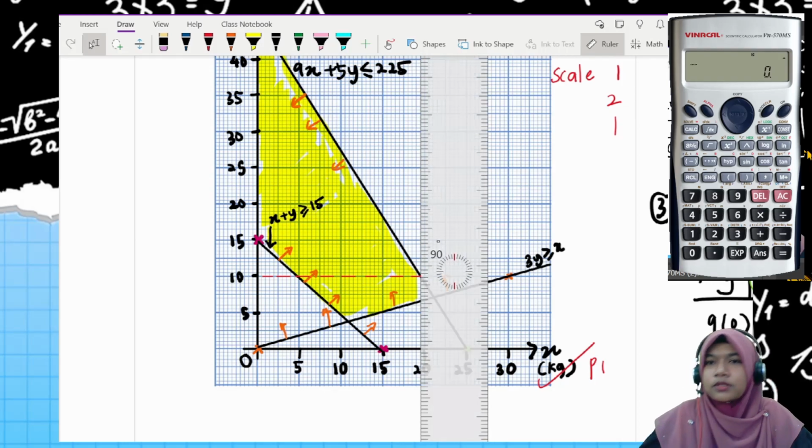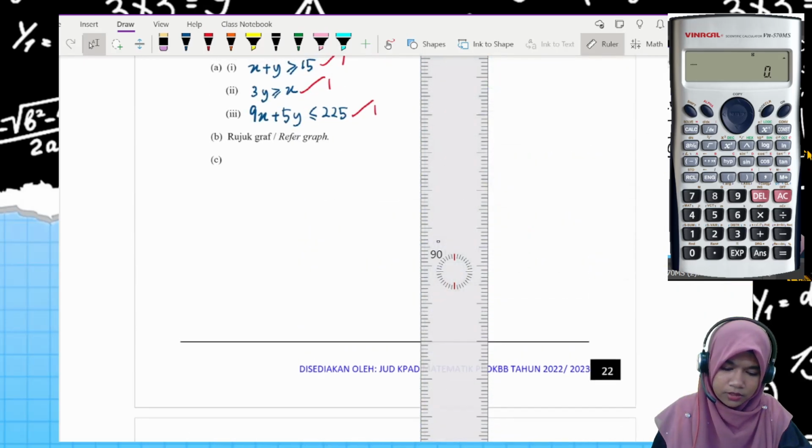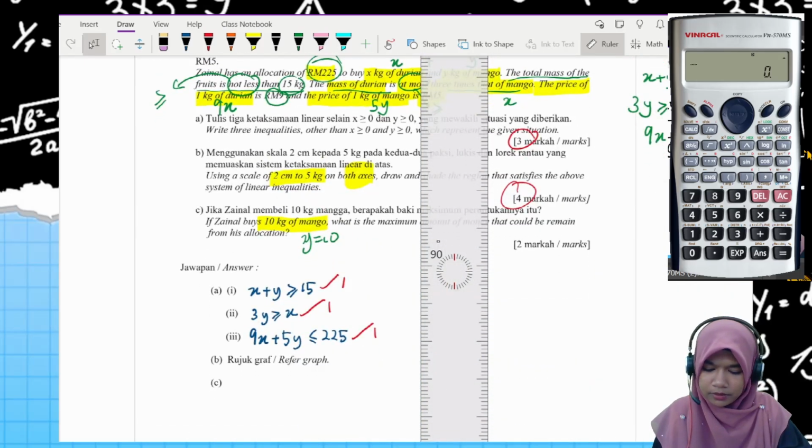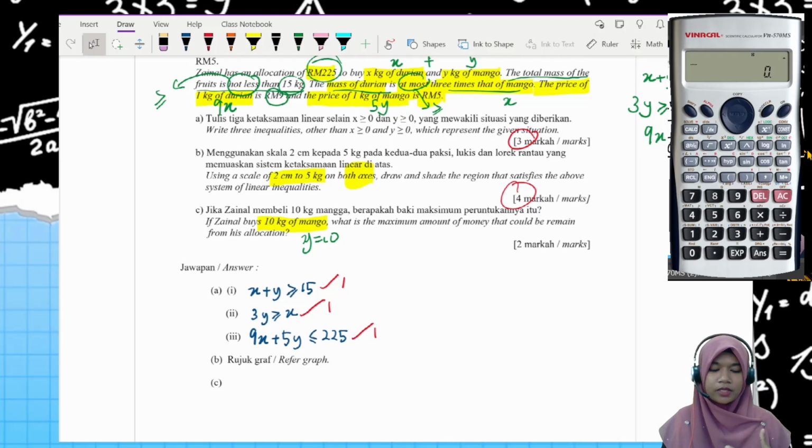Okay, so wait. The question is, just now, what is the question? Maximum amount of money that could remain. Maksudnya apa? Maximum value that can remain. You have to understand this one. If Zainal buys 10 kg of mango, so y equals to 10, based on the graph, you have to read from the graph, when y equals to 10, what is the maximum amount of money that could remain? Yang dia boleh simpan, yang boleh ada baki dekat dia.